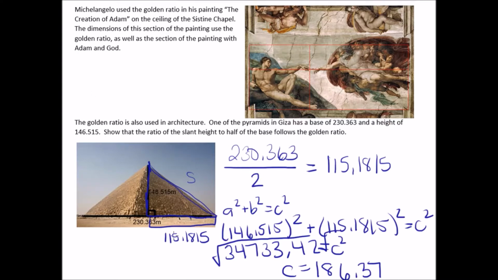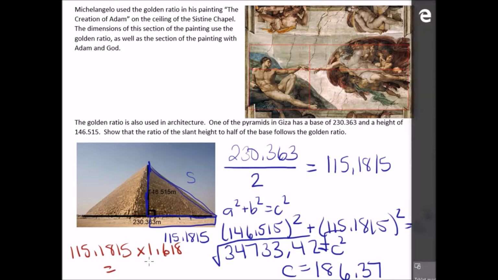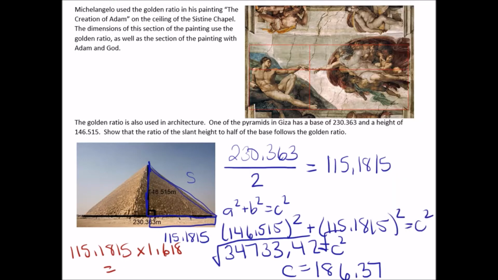Now, let's take this 115, this is another color, 115.1815. Let's multiply that by the golden ratio, which is 1.618. Let's see what we get. 115.1815 times 1.618. And we get 186.36. So as we can see, the ratio between the base, so half of the base, and the slant is the golden ratio.